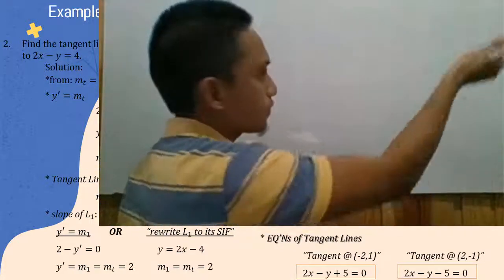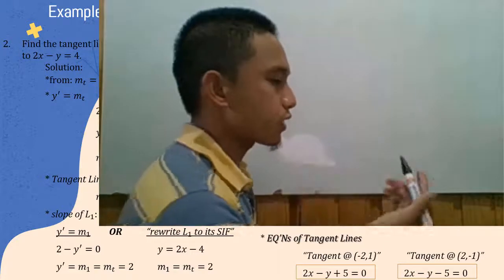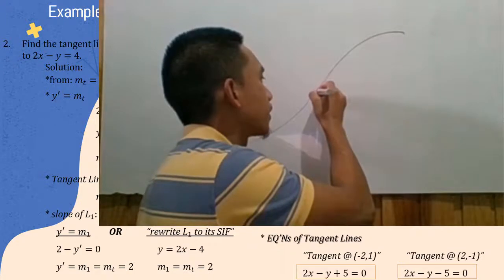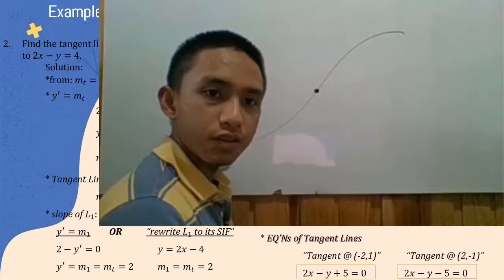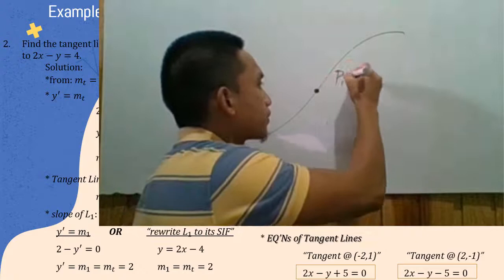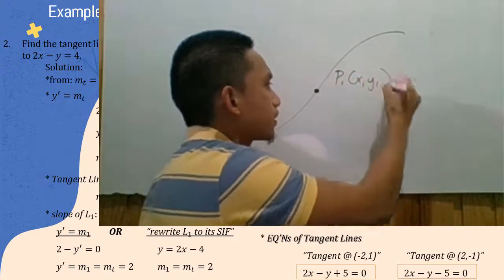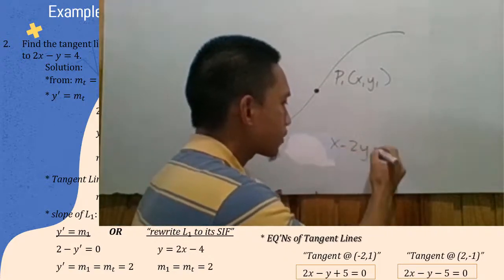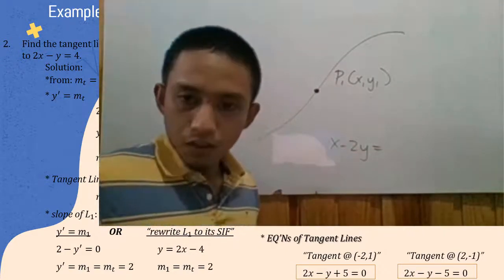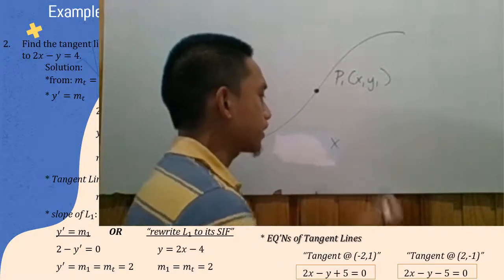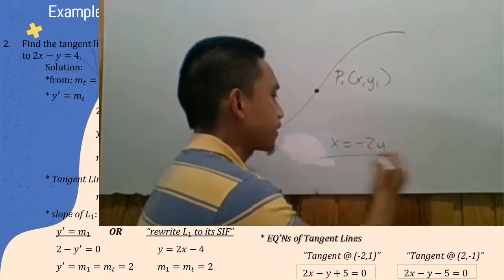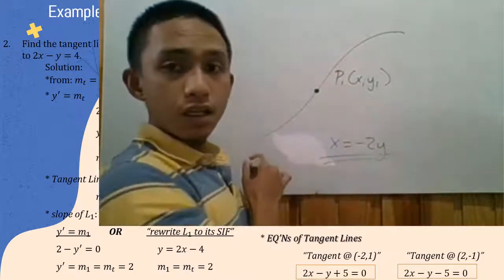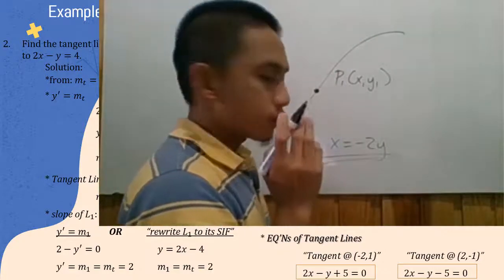Let's say this is, for example only, okay, I will not draw it accurately first. Let's say this is the curve that you are talking about. Let's say that is the point P1, which is located at (x1, y1). This is what we are trying to solve. And that equation, x is equal to negative 2y, is the equation of the point, since we do not know what point we are considering on the curve. So I need the second equation.